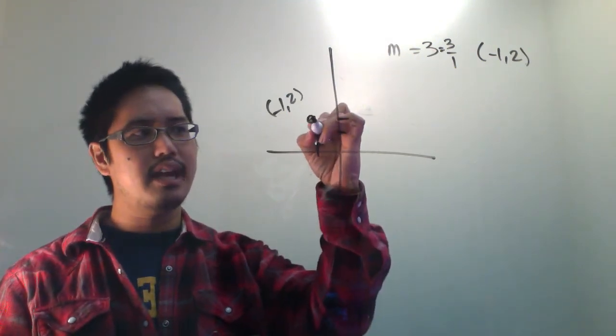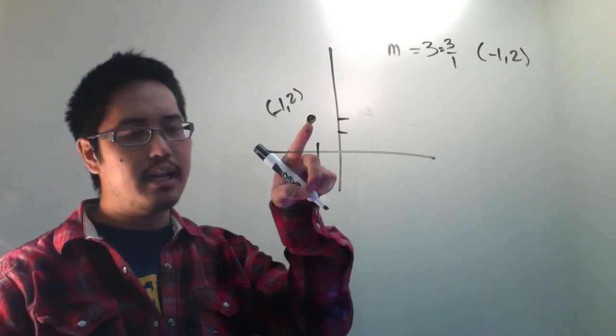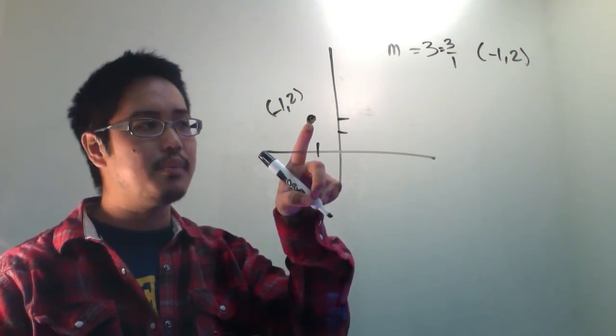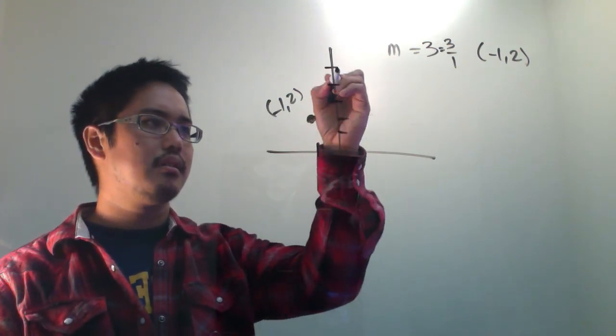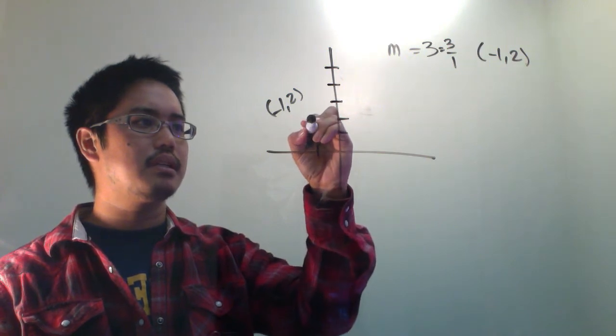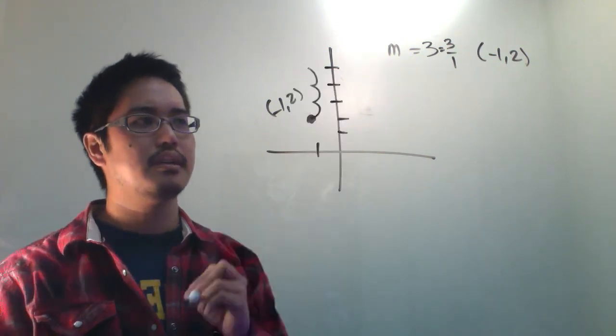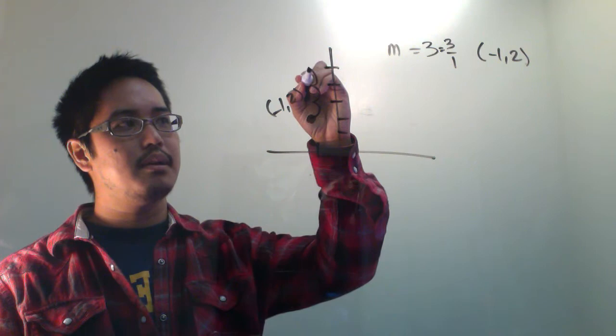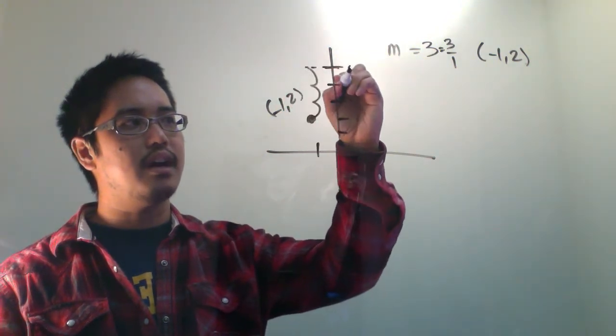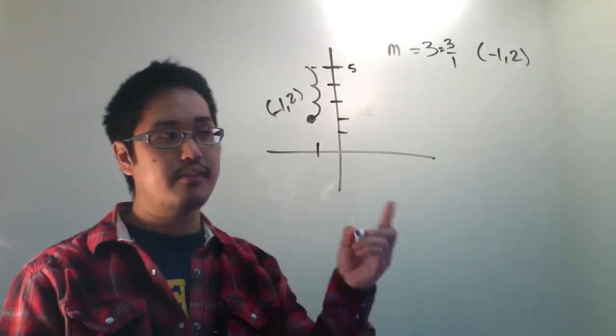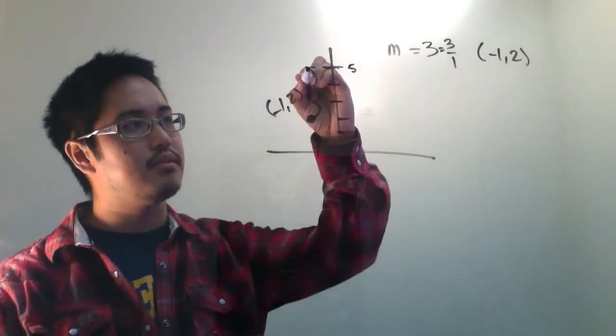So if I'm hanging out here at y equals 2 and I go up 3, I'm going to be up here at y equals 5, right? But I also have to remember I'm going to go across 1, so here's my jump there.